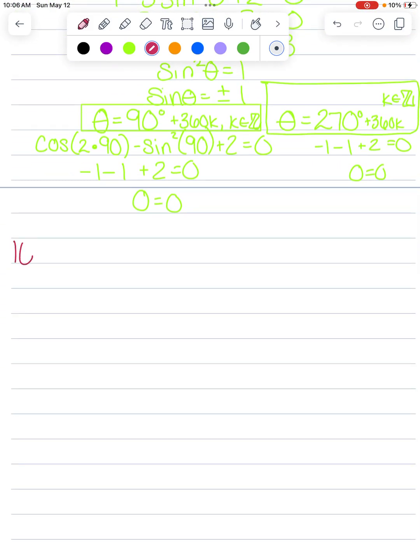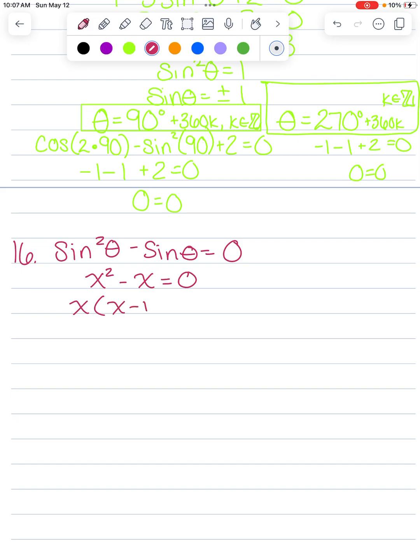Okay. Question 16. Sine squared theta minus sine of theta is equal to 1. Not 1, equal to 0. Okay, this is quadratic, but it's equal to 0. So think of this as x squared minus x equals 0. I've been moving away from using the x's for a bit, but let's go back. Greatest common factor is x, leaving me with x minus 1. x is 0. x minus 1 equals 0 gives me x is 1.